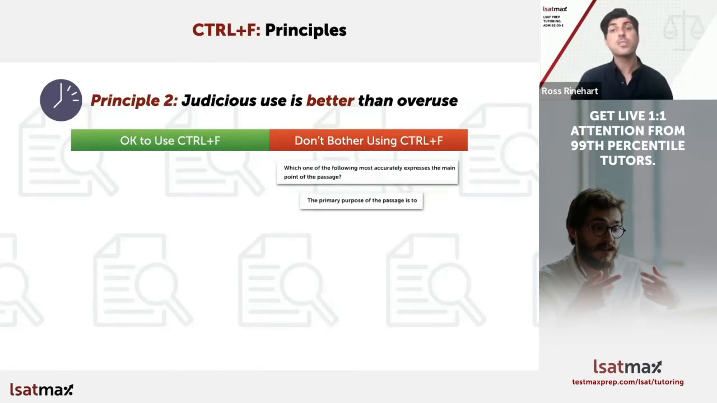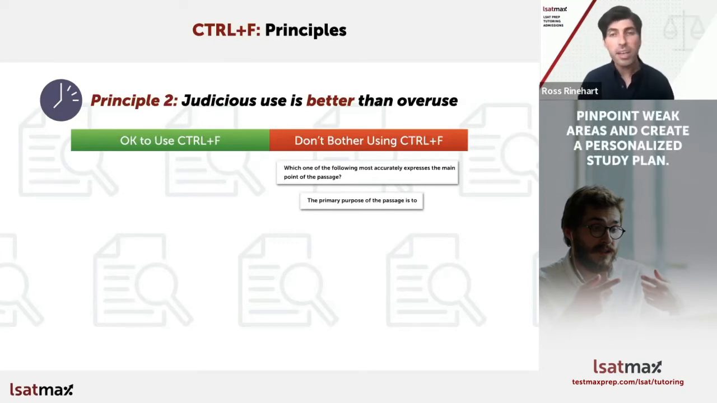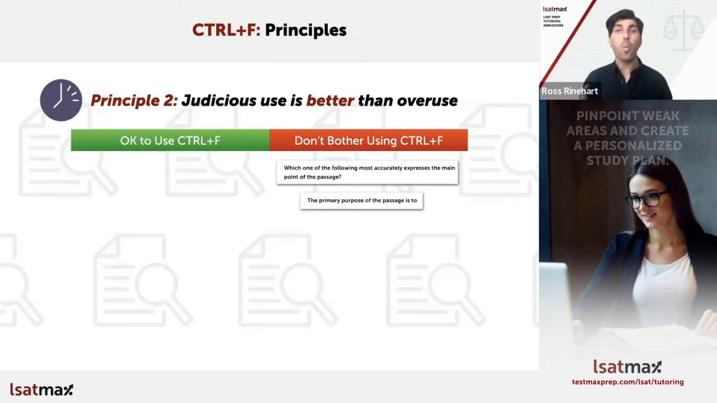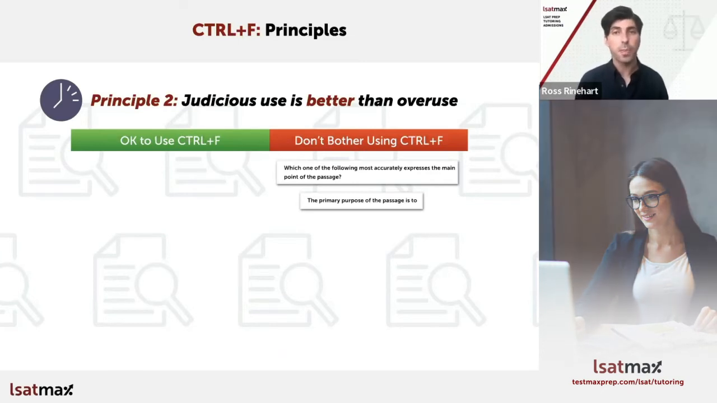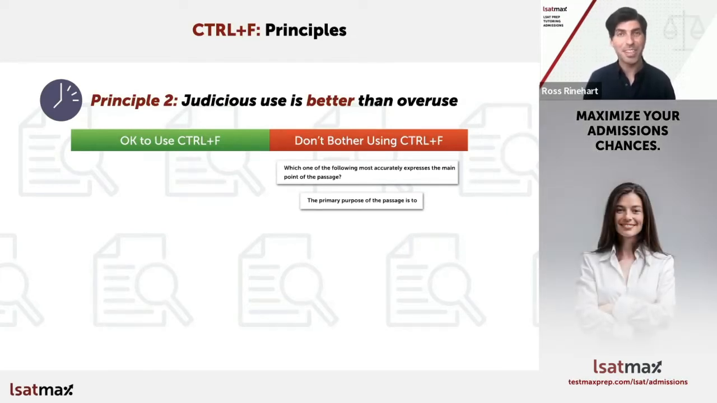The first family of questions is what we'll call major point questions. These are questions that ask about the main point of the passage or the primary purpose of the passage. So what was this passage trying to tell us? And why did the author write this passage? These are not question types where we should bother using Ctrl+F to help us answer it. Again, we should have the main point understood after reading the passage. That should be one of the big things we're anticipating.